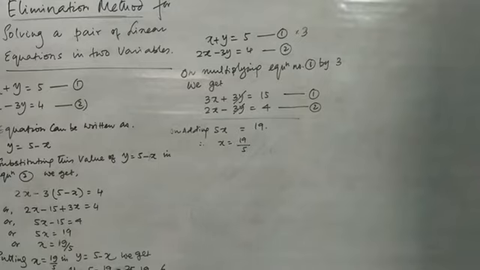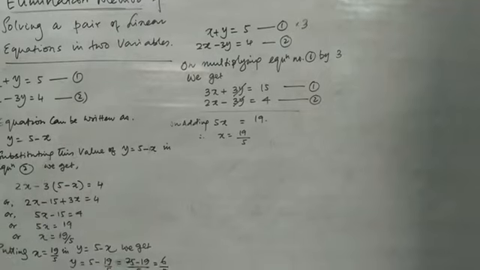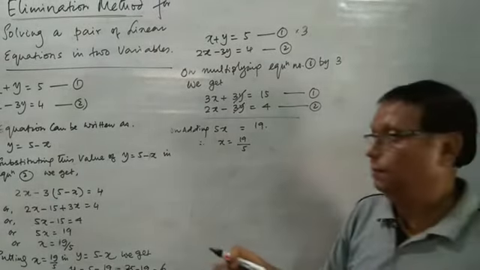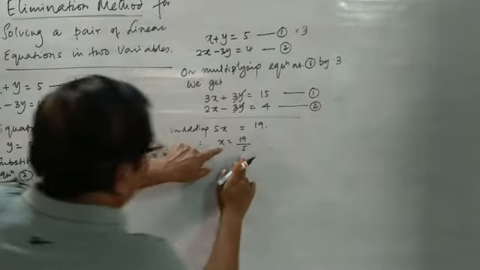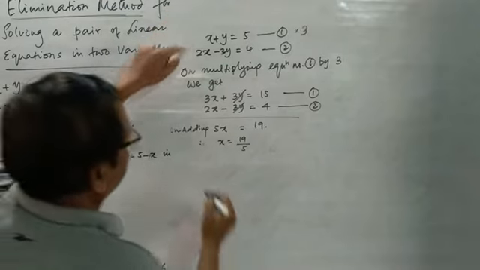So what we have done, we have eliminated the coefficient of y. We have eliminated the y variable simply by equating the coefficient of y in both the equations numerically. Now we will put this value of x, 19 by 5, in either of the two equations.